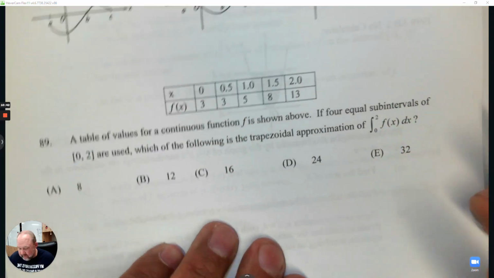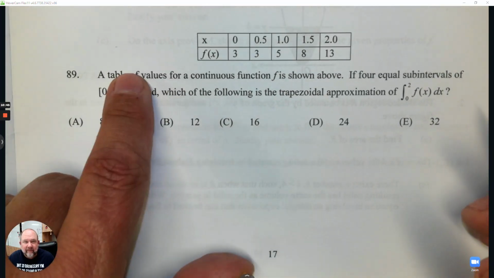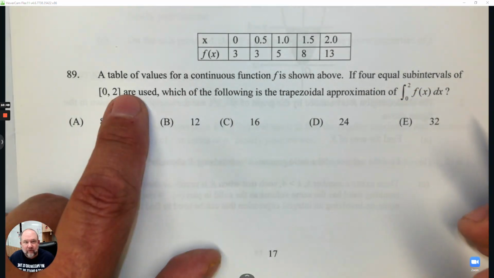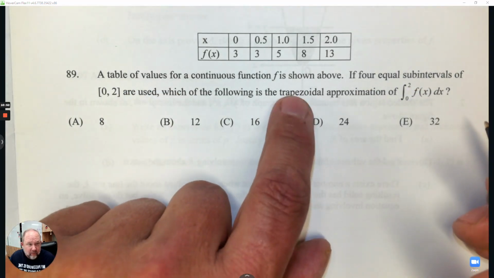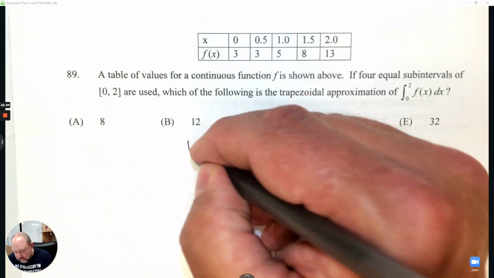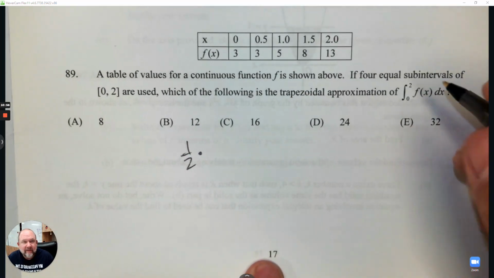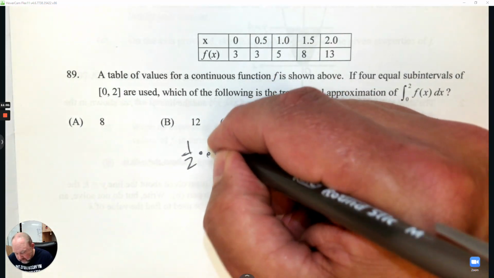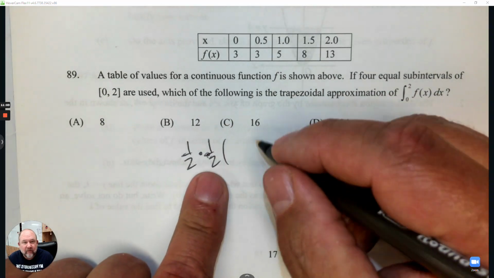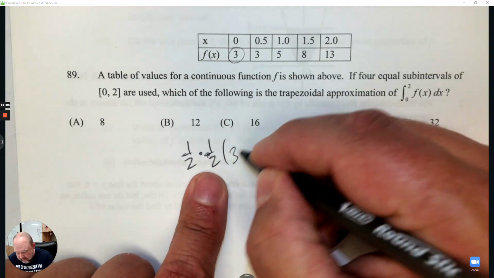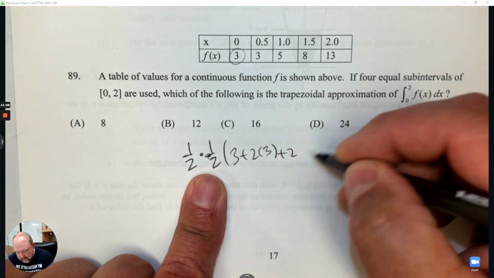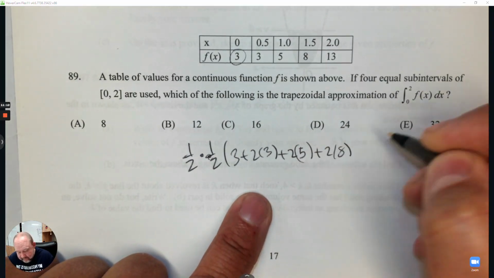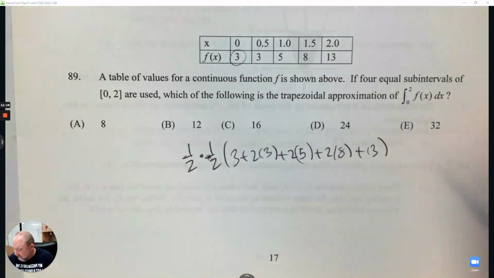All right, number 89, or last one. A table of values of a continuous function is given above. If 4 equal subdivisions from 0 to 2 are used, which of the following is a trapezoid approximation of this? So trapezoid starts with 1/2. The equal width of each one is 0.5, also 1/2. And then what's the pattern? You start with the first height, and then you double the next height, and then you double the next height, and then you double the next height, and then it's just 13, and then we solve it.